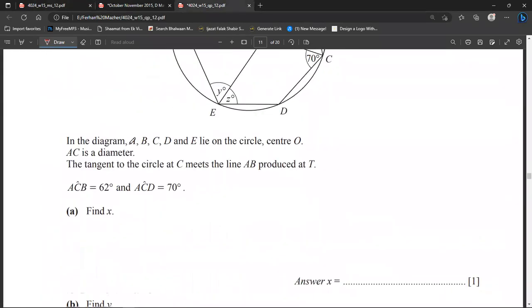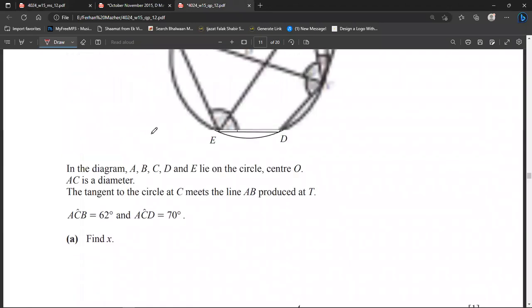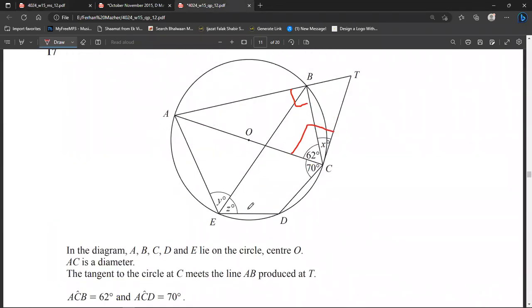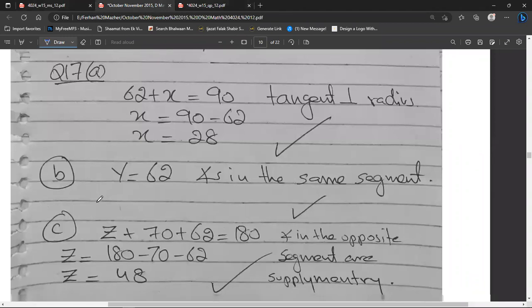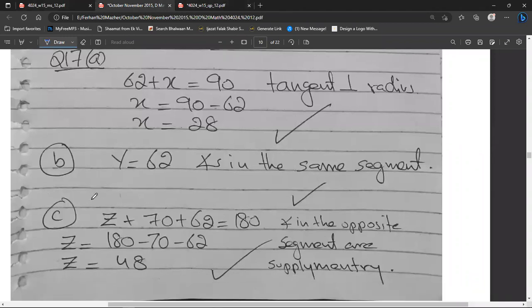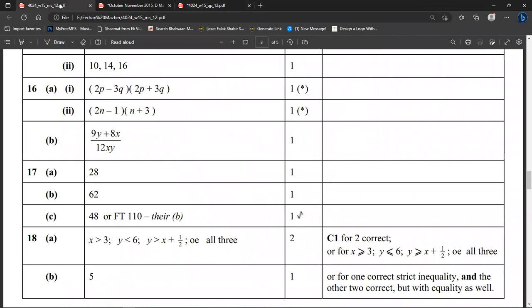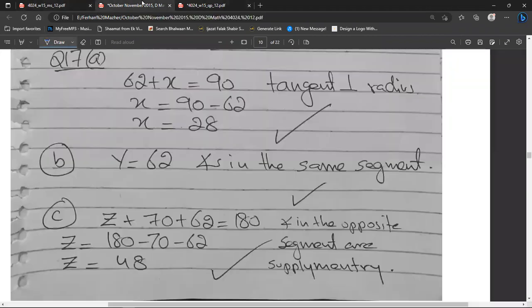Now, their question is find y. They want me to find this angle. Can you see A and B? A and B come to the circumference at E, and the angle is y. A and B come to the circumference at point C, and the angle is 62. So this y and the 62 will be equal to each other. We call this property angles in the same segment. So y will be equal to 62, the reason being angles in the same segment.